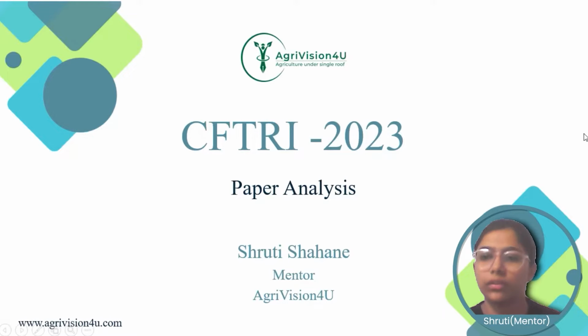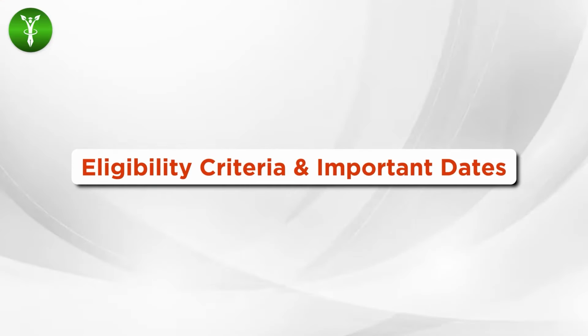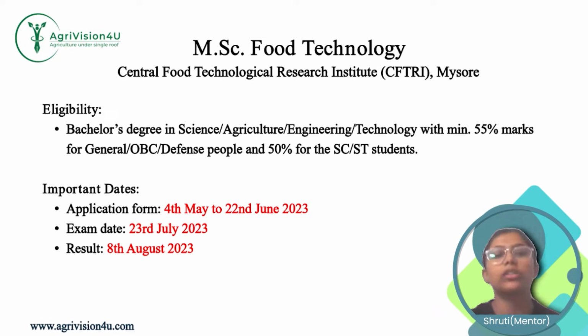So, what is the eligibility criteria and what are the important dates for this entrance exam? For eligibility for the MSc Food Technology entrance exam, students need a bachelor's degree in science, agriculture, engineering, or technology, or any allied sciences field, with minimum 50% marks for general, OBC and defense personnel, and 50% marks in the degree for SC/ST students.